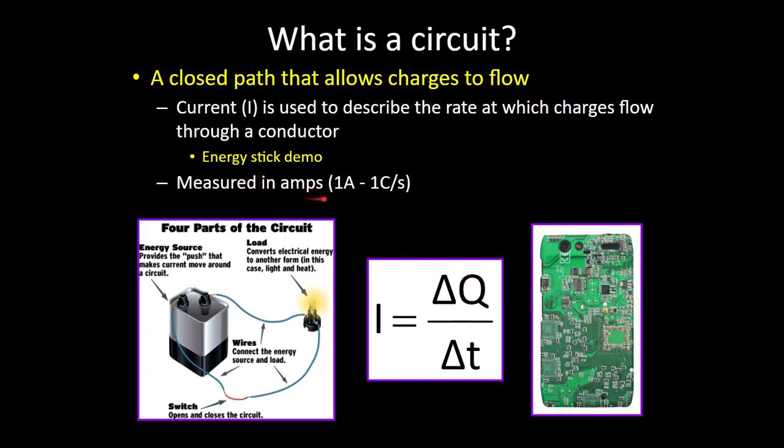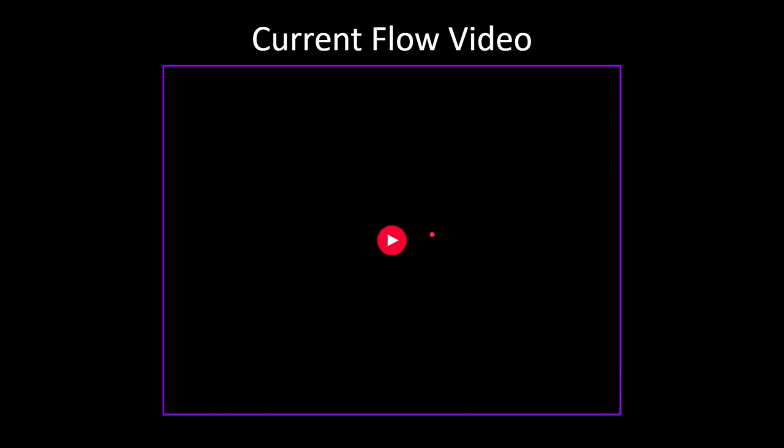Measured in amps. So charge is measured in coulombs, and time is measured in seconds. Charge, and we'll talk about charge more, but it's charge per second, so it's coulombs per second. That's what we call an amp. That's the unit for current.